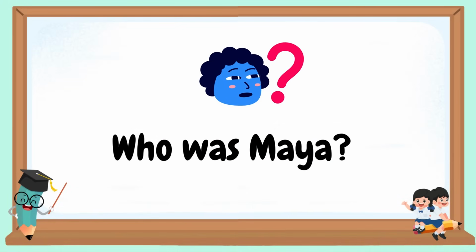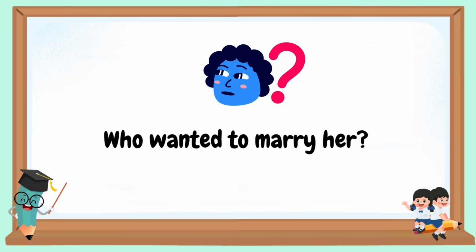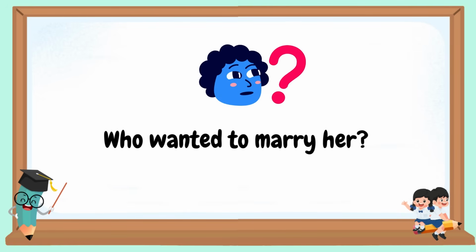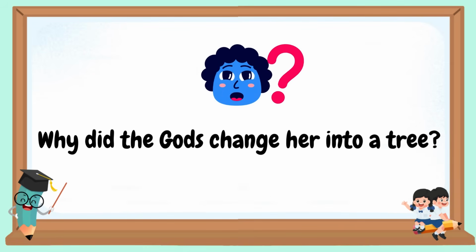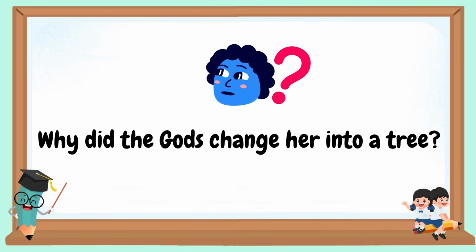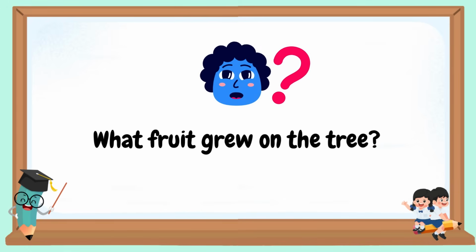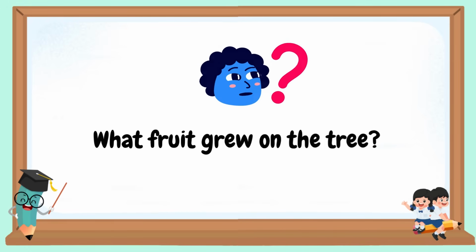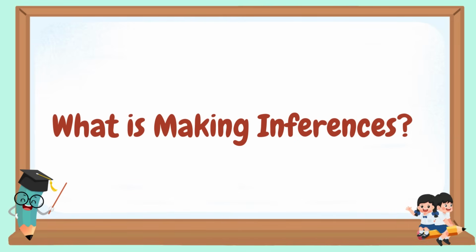Who was Maya? Who wanted to marry her? Why did the gods change her into a tree? What fruit grew on the tree? What is making inferences?